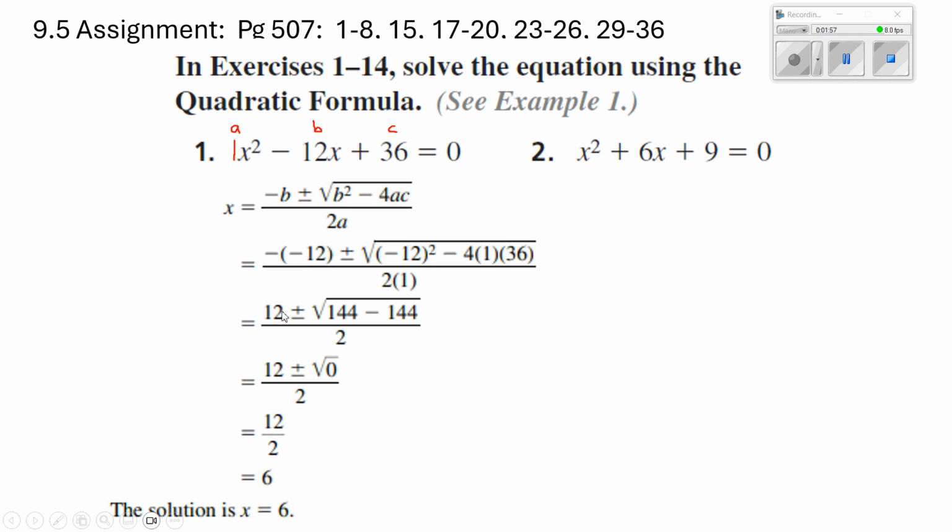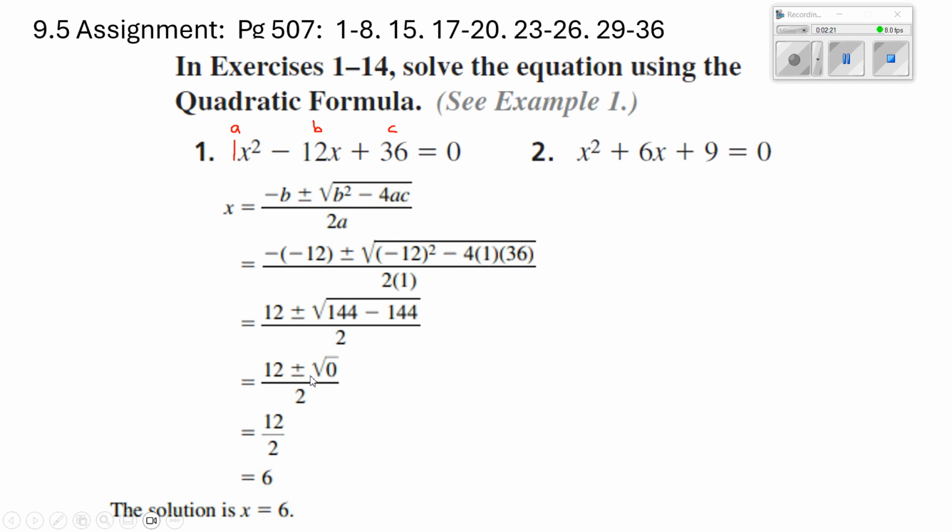Negative times a negative is a positive 12. Negative 12 times negative 12 is positive 144. Negative 4 times 1 is going to be negative 4, and then 4 times 36 is going to be 144, so we have negative 144. Now you've got 144 minus 144, and that's going to give us the square root of 0.